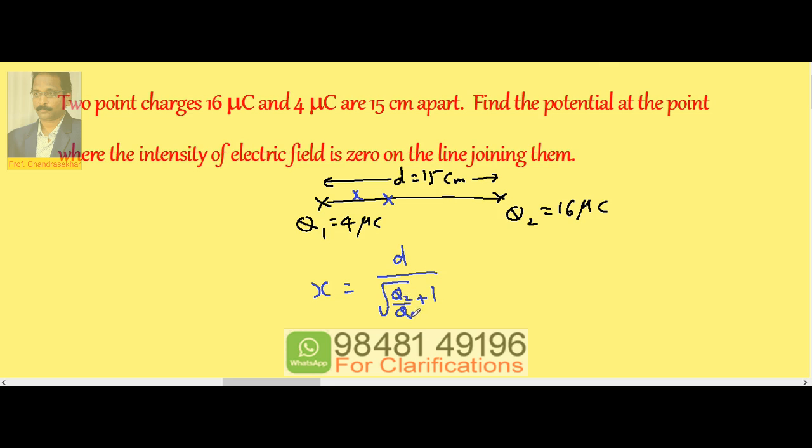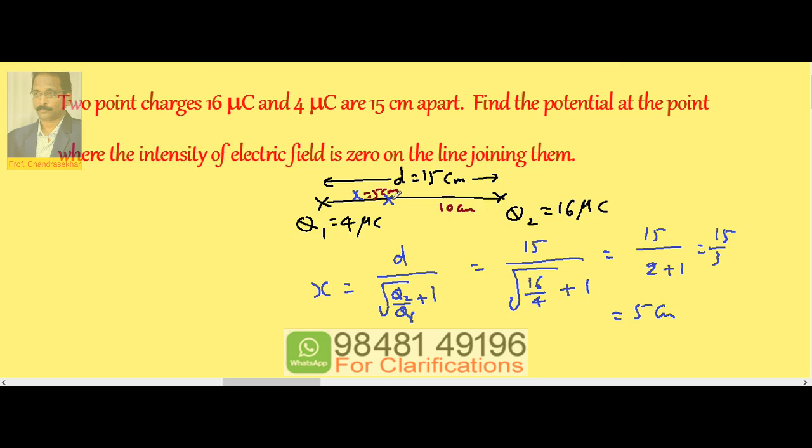Always Q1 is the smaller charge and Q2 is the bigger charge. So substitution gives 15 divided by root over 16 by 4 plus 1. So this is 15 by, 16 by 4 under root is 2, 2 plus 1 is 3. Therefore 5 centimeter. So x is equal to 5 centimeter from the smaller charge, the null point exists at 5. Therefore from the 16 it is 10 centimeter.